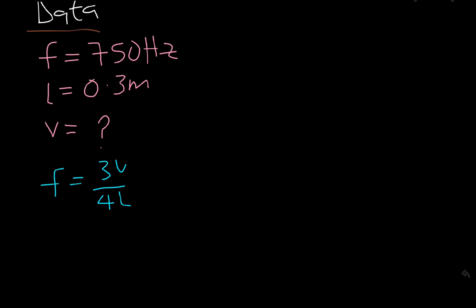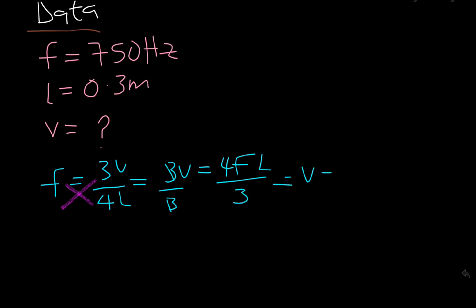What we'll do next is to make V the subject of formula. In making V the subject of formula, we'll cross multiply. This would multiply this, and this would come down like this. That becomes 3V equals 4FL. And next, we'll divide all through by 3, in order for V to stand alone. 3 cancels 3, and you'll be left with V equals 4FL over 3.